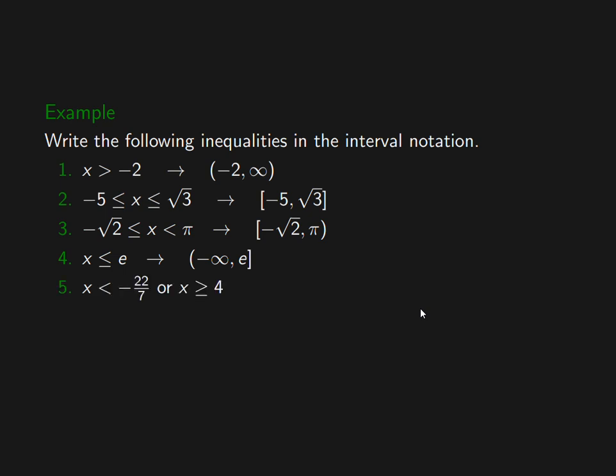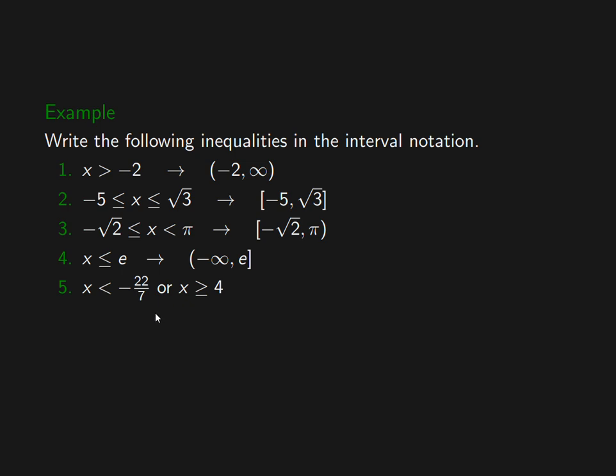So what about x is less than minus 22 over 7, or x is greater than or equal to 4? The solutions to both inequalities are subsets of the real numbers, so let's think of them as sets. What is the set which is A or B? The set A or B is the set containing elements in A or in B or in A intersection B. So it is the set which is the union of the two sets.